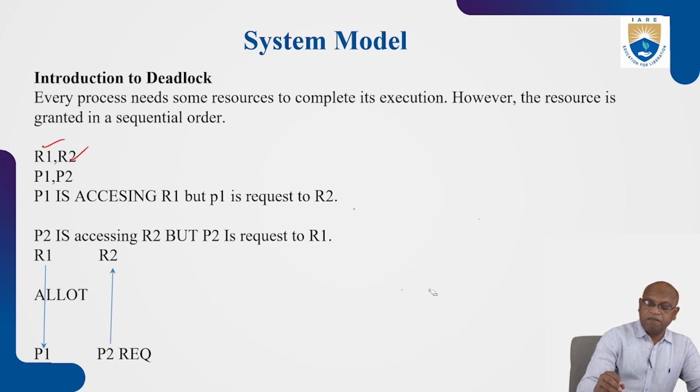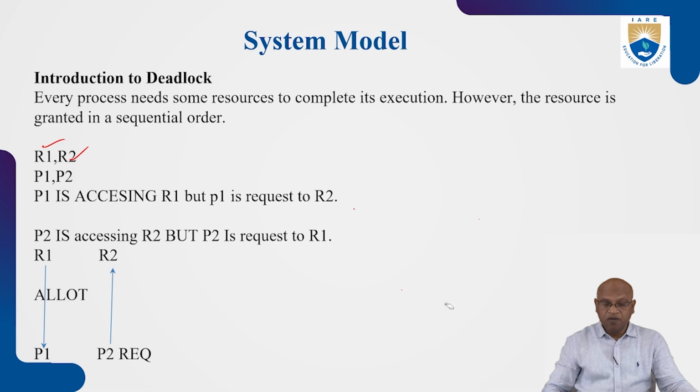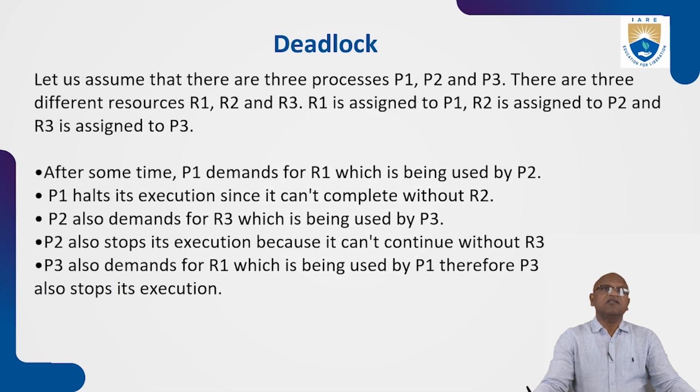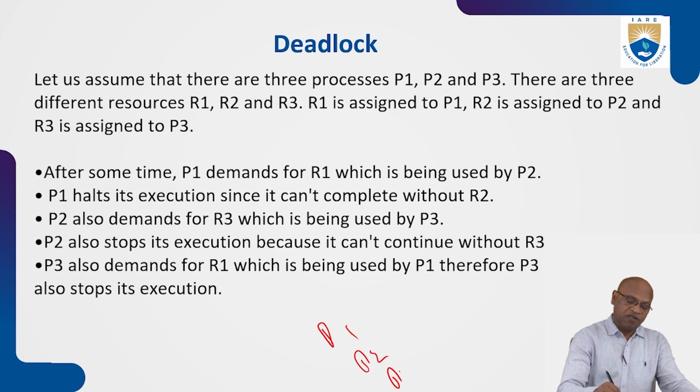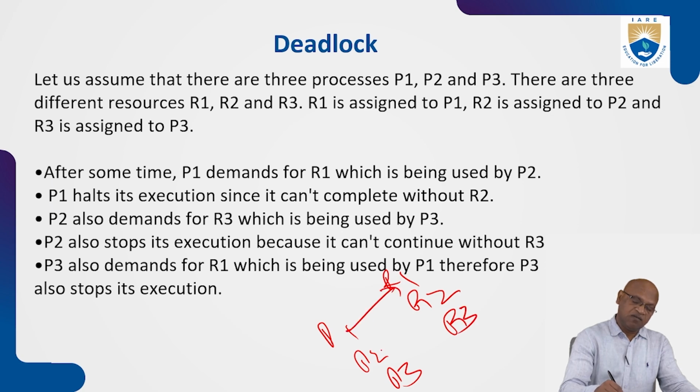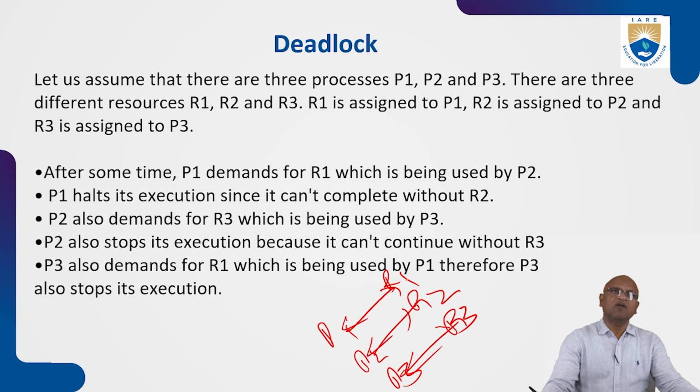So in this scenario, let us assume there are three processes P1, P2, P3, and three different resources R1, R2, R3. R1 is assigned to P1, R2 is assigned to P2, and R3 is assigned to P3. Already assigned. So now, after some time, P1 demands R2, which is being used by P2.